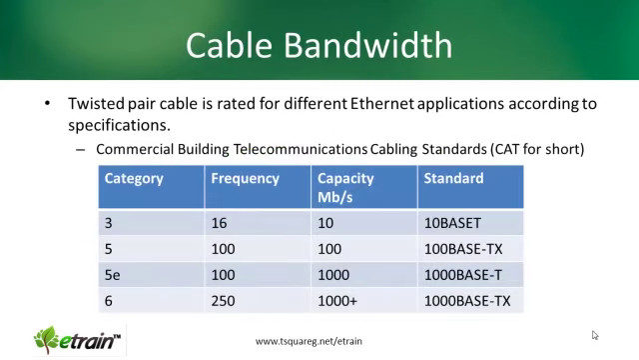When it comes to cable bandwidth, that's the capacity of the cable, the amount of bits that it can carry, there are certain standards that are followed, coming from the Commercial Building Telecommunications Cabling Standards, or CAT for short. Now, for the CompTIA A+, you can see that it ranges from 3 to 6. 3 being the smallest, a capacity of 10 megabits per second, and 6 in excess of 1 gig per second. Now, you'll notice that they have specific standard names. Again, for the CompTIA A+, it's important that you remember those.